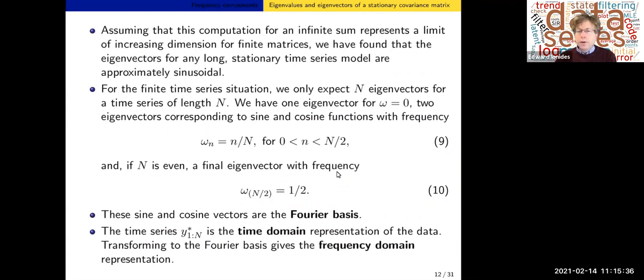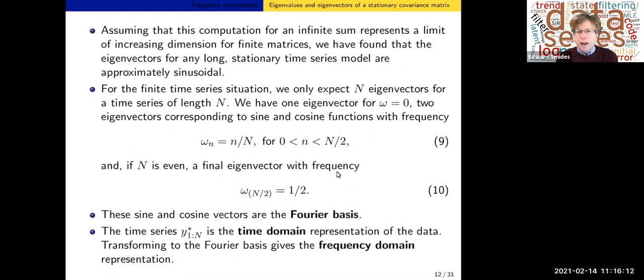Okay, so at least up to addressing possible regularity conditions to do with infinite sums, we found that the eigenvectors for any long stationary time series model are approximately sinusoidal. And then when we're in a finite time series situation, we're only going to have n eigenvectors because we have n data points, we have an n by n covariance matrix. And so let's think what these are.